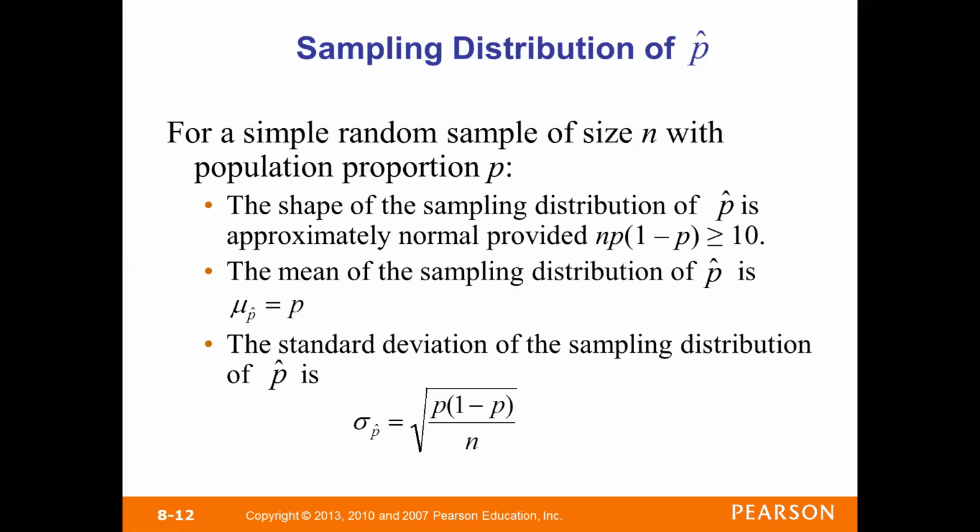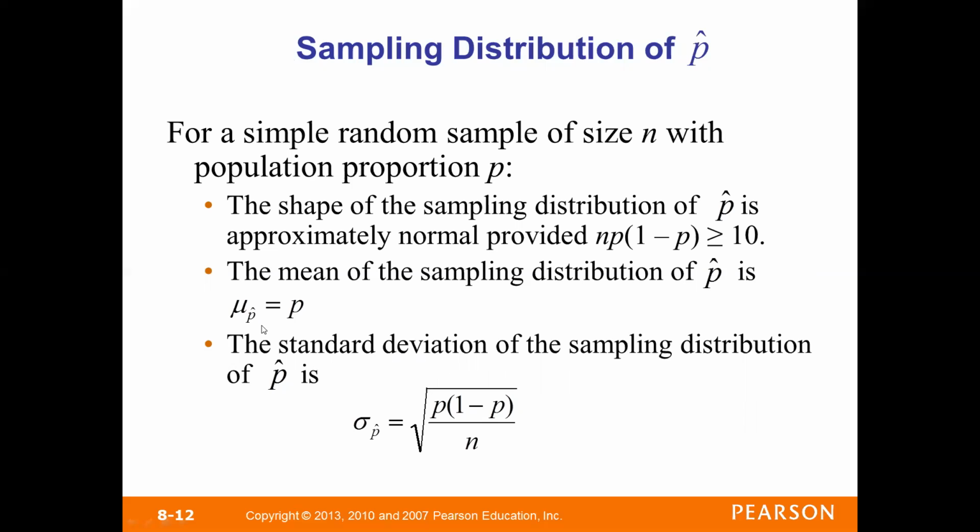That all leads us to the following information. For a simple random sample of size n with a population proportion p, the shape of the sampling distribution of p hat is approximately normal, provided that n times p times 1 minus p is greater than or equal to 10. The mean of the sampling distribution of p hat will be the true population proportion p, and the standard deviation of the sampling distribution of p hat, denoted by sigma sub p hat, will be the square root of p times 1 minus p over n.